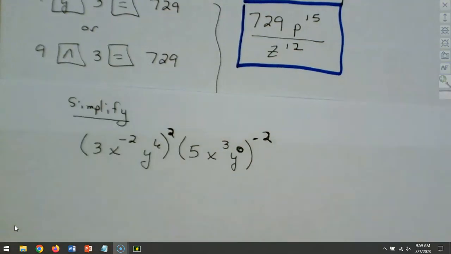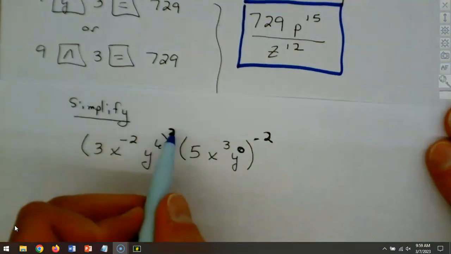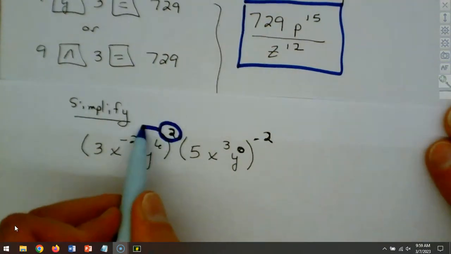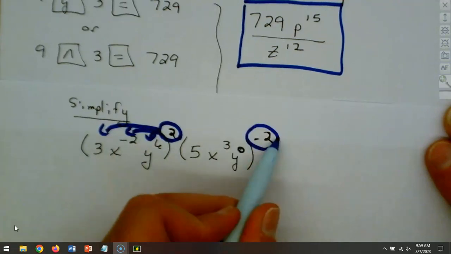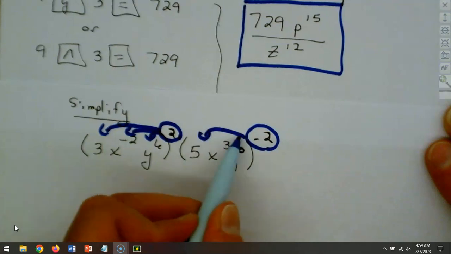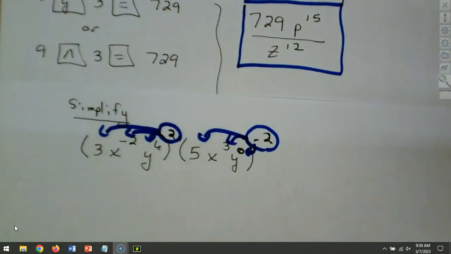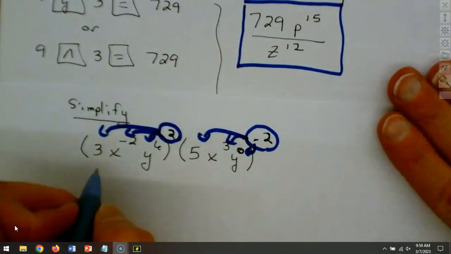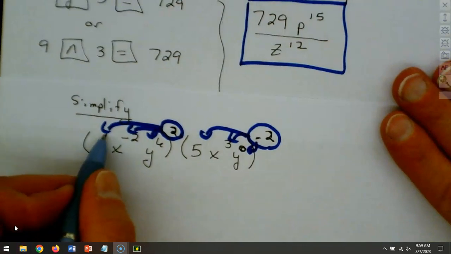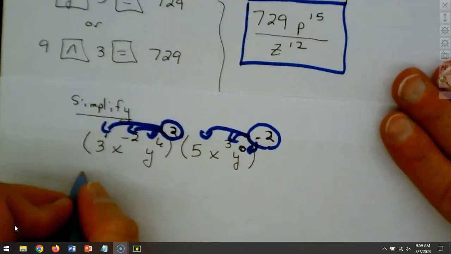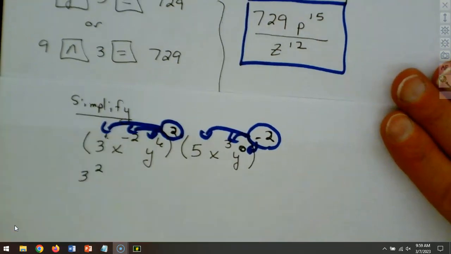So the first thing that we do is we get rid of our parentheses. With our parentheses, we distribute it through for both of these, and then we'll see what we're left with from there. So let's see what we've got. When I distribute through, remember there's a 1 here, so that's 3 to the first power. So 1 times 2 makes it a 2. So that's going to be a 3 squared there, right? 1 times 2 is 2.